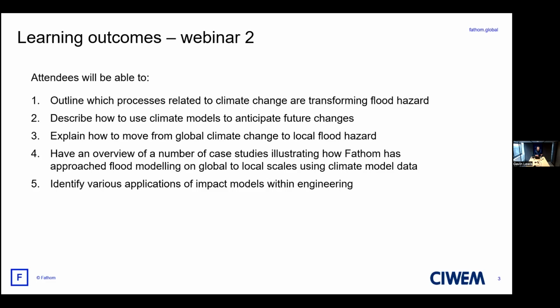In this second webinar, we're going to discuss the processes by which climate change is transforming the behaviour of flooding, the use of climate models to anticipate future flood risk and some of the uncertainties in these types of models, how we move from a global climate change model down to much more local scale flood hazard models, together with some project references and use cases of the flood hazard data across the engineering spectrum.